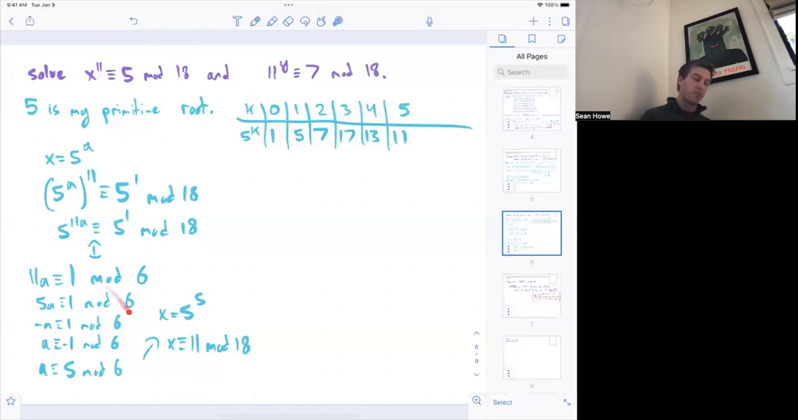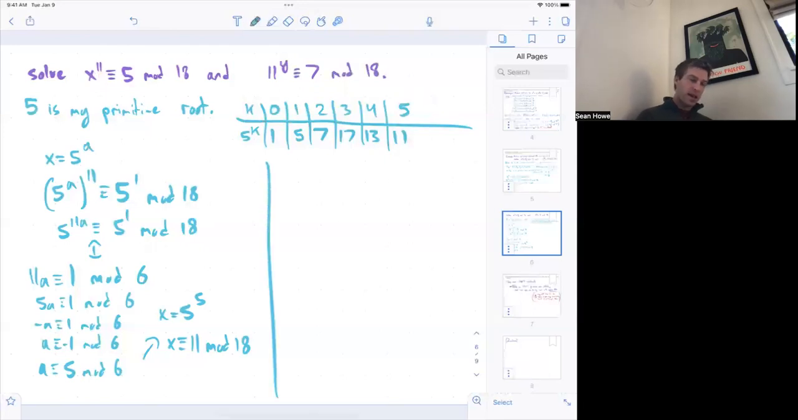The point is that once you've set it up as a linear congruence between the exponents, this is really easy to solve, no matter what you get here. Then you find what this power a is, and you plug back in, because the thing you actually want is 5 to the a. Here we got a is 5, x is 5 to the 5, and then we went back to our table where we computed that 5 to the 5 is 11. And that's how we got x is 11 mod 18.